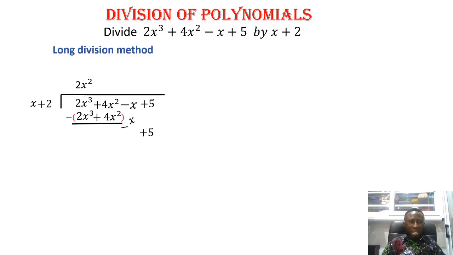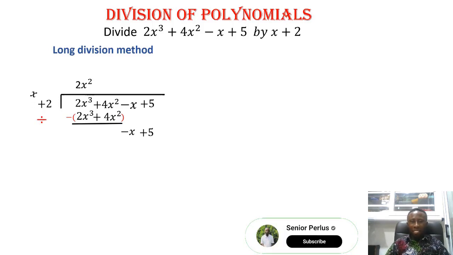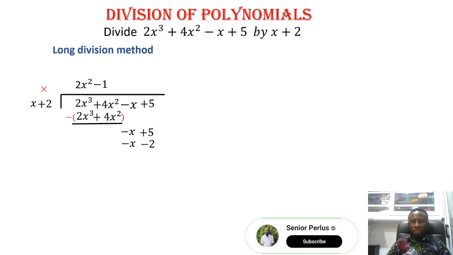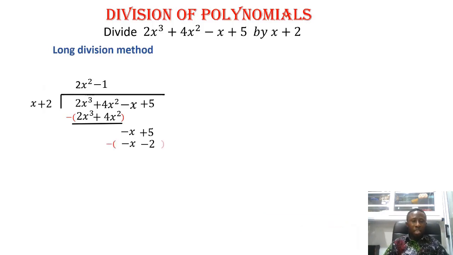So negative s divided by s is negative 1. Then we will multiply the s by negative 1. It will be negative s. Positive 2 times negative 1 is negative 2. Then we will subtract again. If we subtract, the first term will be 0, and 5 minus 2 is 7. So our remainder here is 7.